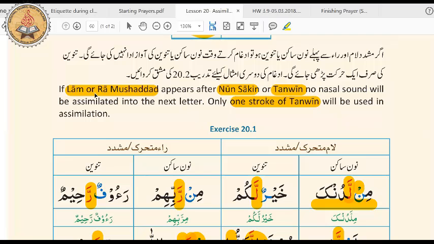If any of these two with a shadda appear, as it appears over here. So for example, if you take a look at this one, can you see the red highlighted is the ra and it has a shadda as we've been told here? You agree this is a ra with a shadda? Okay, now we've identified a ra with a shadda on top of it. Now it says if lam or ra mushaddad, so ra in this case, appears after a noon sakin, it says noon sakin or a tanween. So is there a noon sakin before this ra?